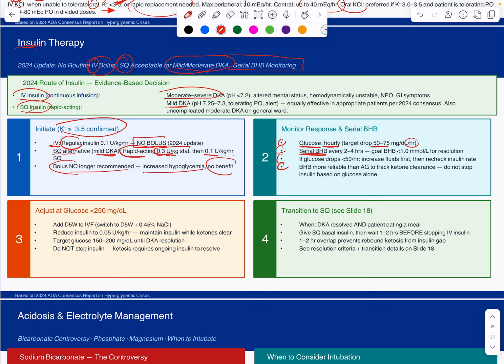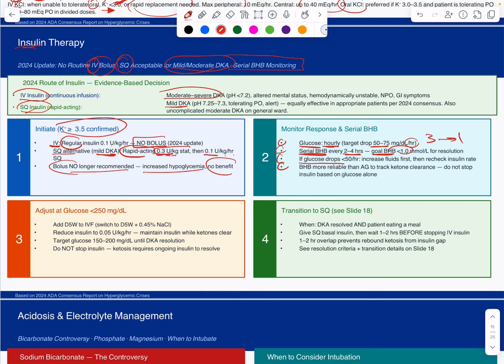Again, we'll get serial beta hydroxybutyrate every 2 to 4 hours, and the goal is beta hydroxybutyrate below 1. Remember, in DKA, it's usually above 3, so you are trying to get it down from 3 to at least 1.